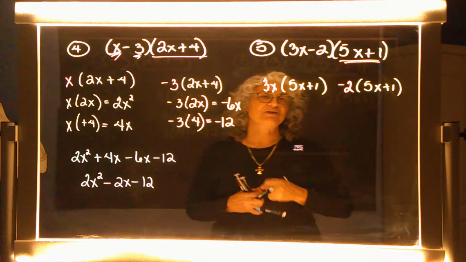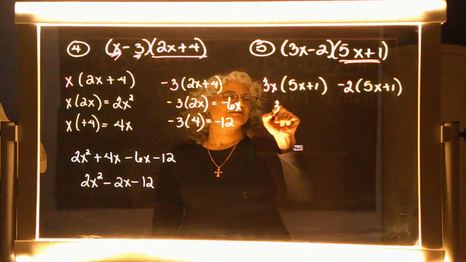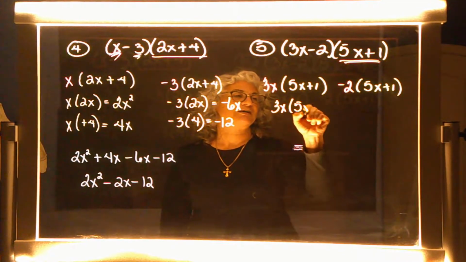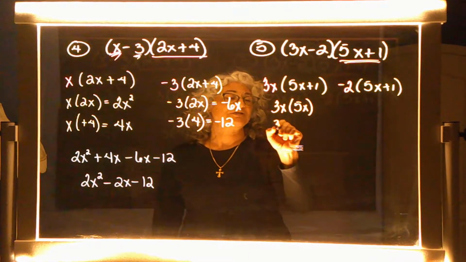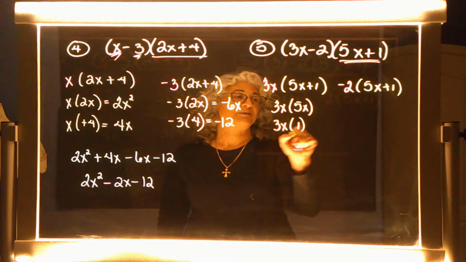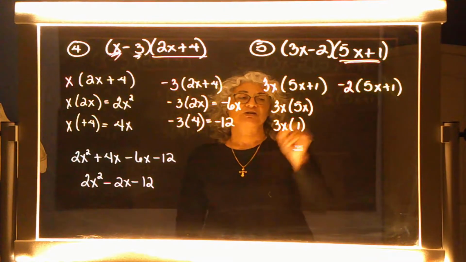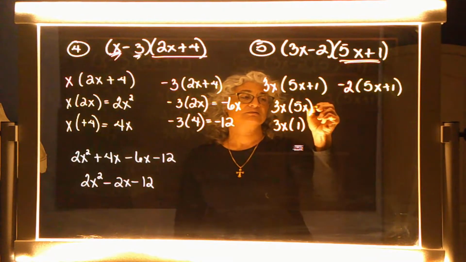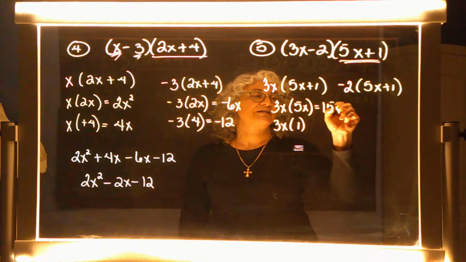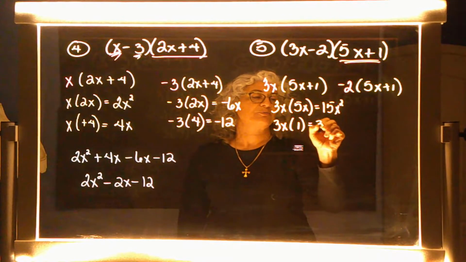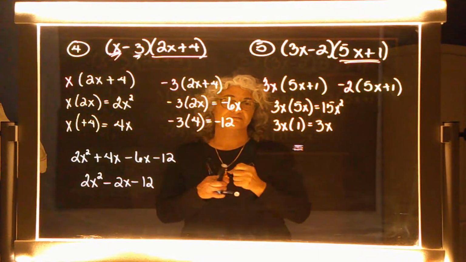Okay, and now I notice this 3x, I'm going to have to multiply to the 5x, but I'm also going to have to take that 3x and multiply to that positive 1, aren't I? So what do we get when we multiply? Good, we got a 15x squared, and we have a positive 3x, don't we?